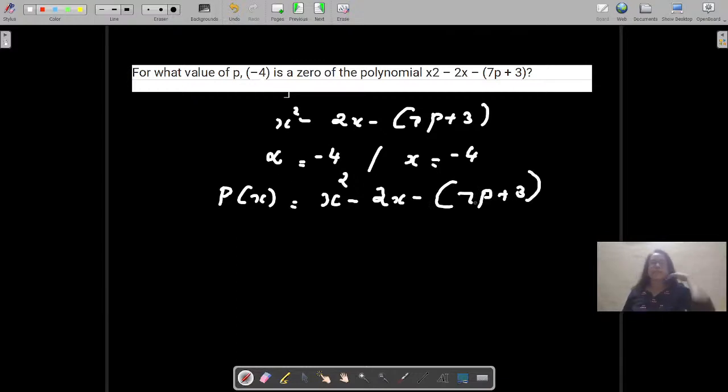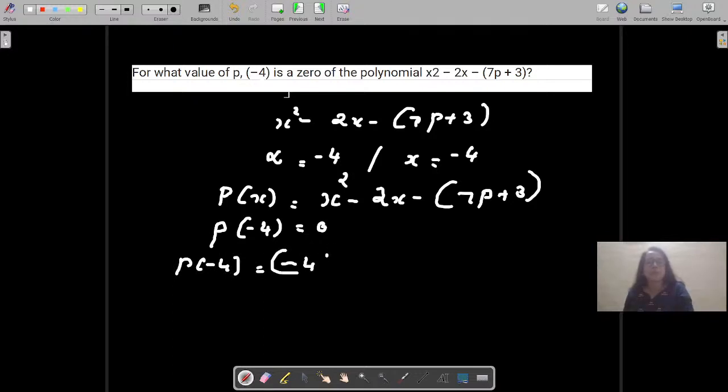This is P of x, right, children? Then next one is P of minus 4, when minus 4 is the 0 of the polynomial. You know that minus 4 is 0 of the polynomial, then P of minus 4 will become 0. That is P of minus 4 is equal to minus 4 whole square minus 2 into minus 4. Instead of x, you have to write minus 4. That means replace x as minus 4, because minus 4 is 1 0.